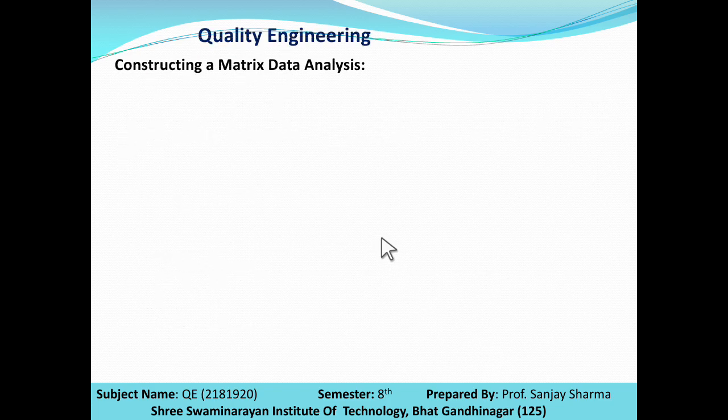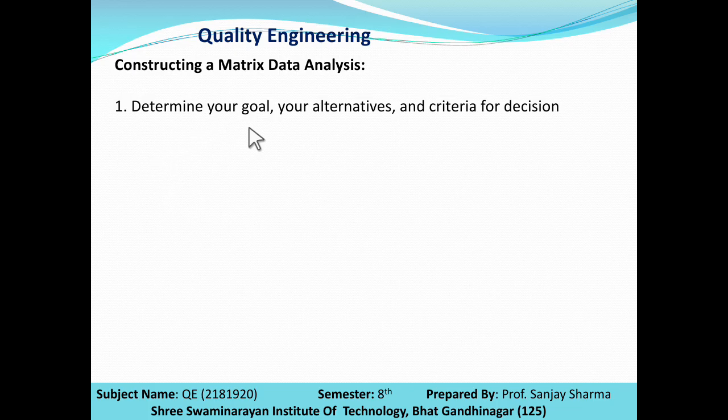Now, how do we construct a matrix data analysis? First of all, determine your goal, your alternatives and the criteria for decision. When you are going for a quality check, you must be aware of what the final objective is, what goal you want to obtain through the product or through these quality check tools. So determine your goal, and place selections in order of importance, that is, in which sequence and order you require the particular thing.